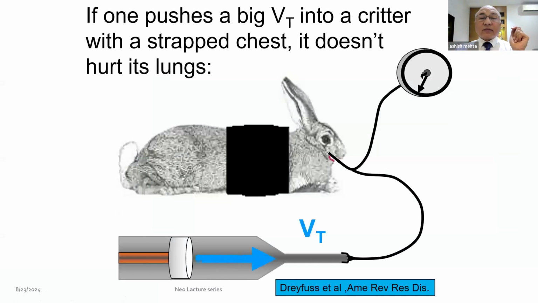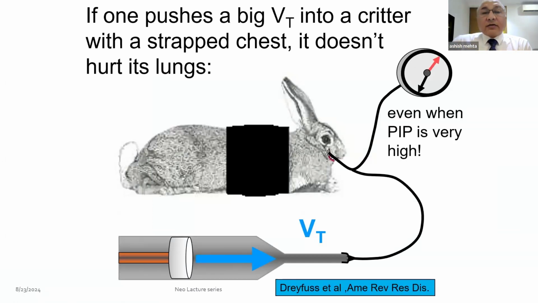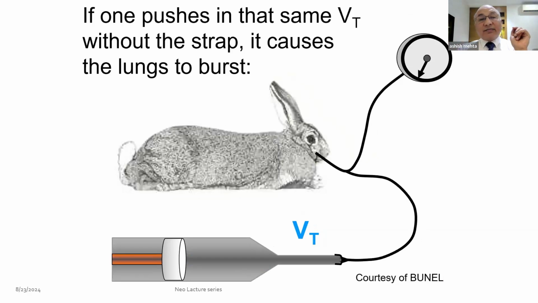Now Dreyfuss long back realized that if one pushes a big tidal volume into a rabbit or critter with a strapped chest, it doesn't hurt its lung, even when the PIP or the pressure being pushed is very high. So the chest was strapped and pressure was pushed into the rabbit's lung, and it didn't hurt the lung. But at the same time, if the same pressure or even lesser pressure was pushed into the critter's chest without strapping, that caused a good amount of lung damage.